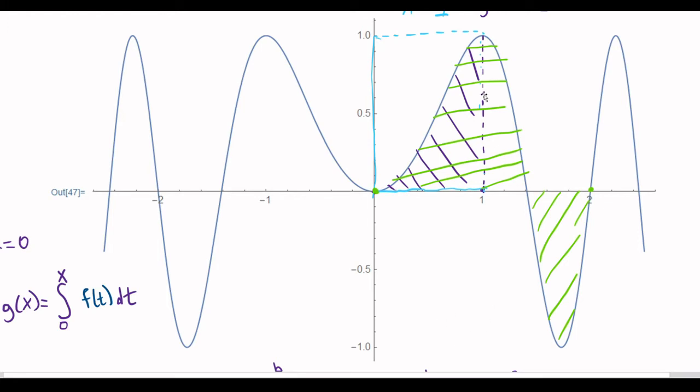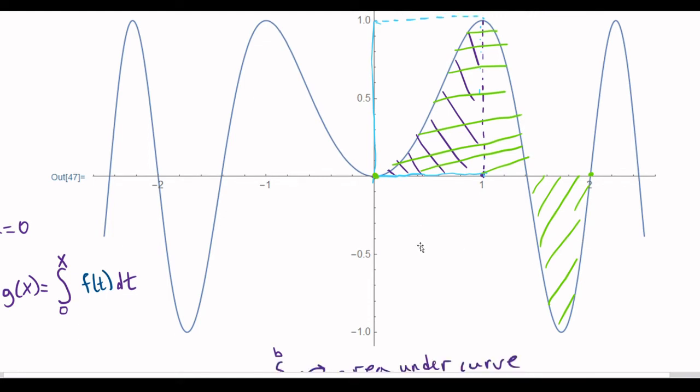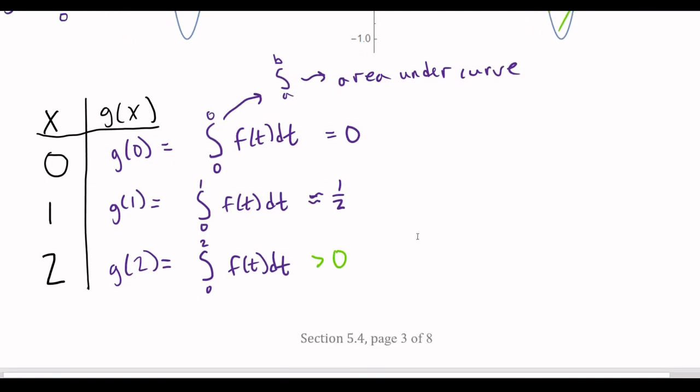You could take a couple guesses to say to yourself, when I take this whole green and subtract this, is this going to be bigger or smaller than the purple? I think it's a little tough to say, but you could take a stab at that, see if you can figure it out. But we're just going to go to Mathematica, because this function's a little tough, and have it calculate for us. So we're not really sure how to compare it to 1/2. But that's the process. That's it.